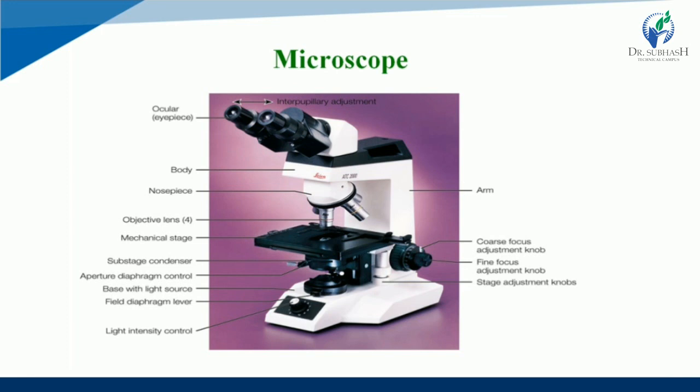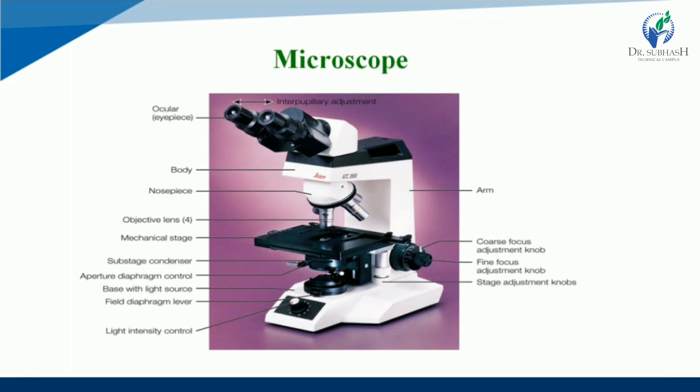So what is the role of two clips? The clips hold the glass slide. And what is the role of the hole that is present in the center of the mechanical stage? The hole allows the light from the mirror to reflect on the object, for the reflection purpose. That is regarding mechanical stage.